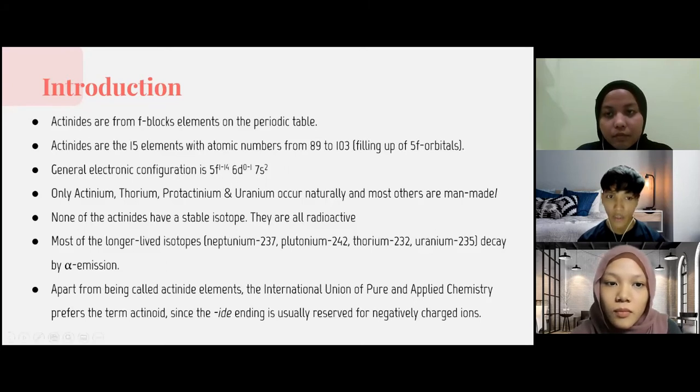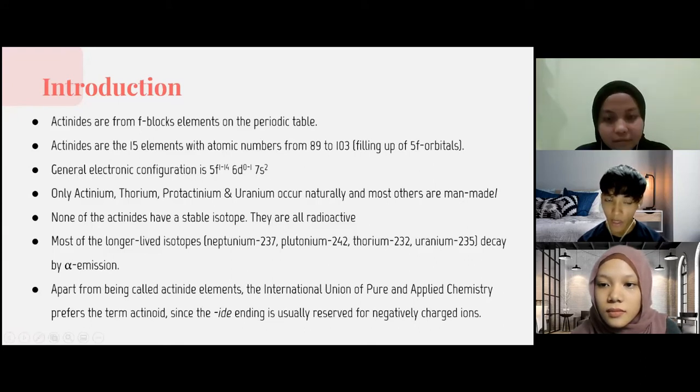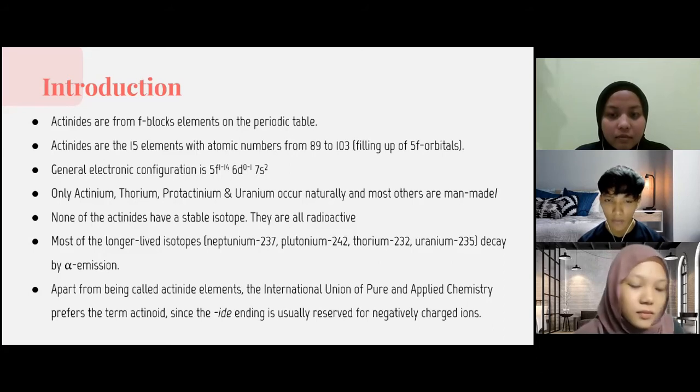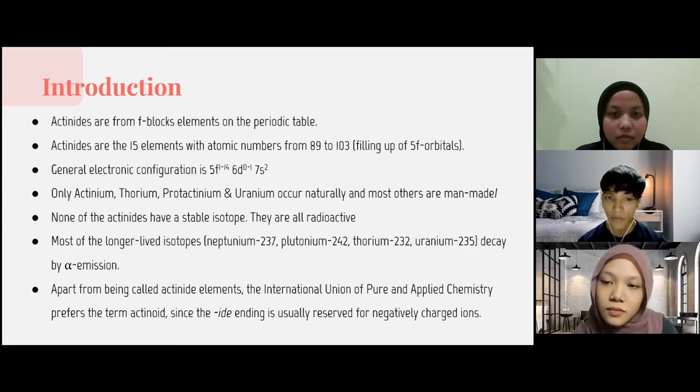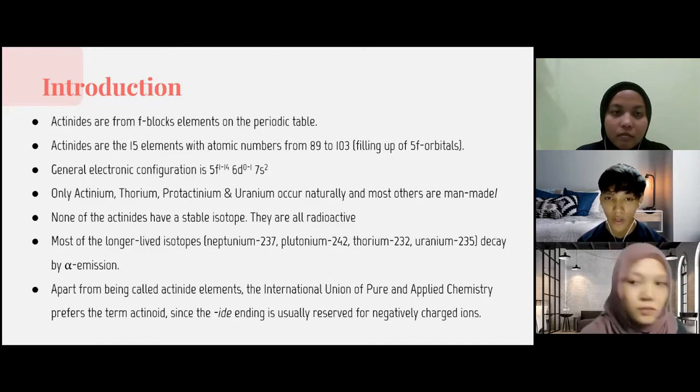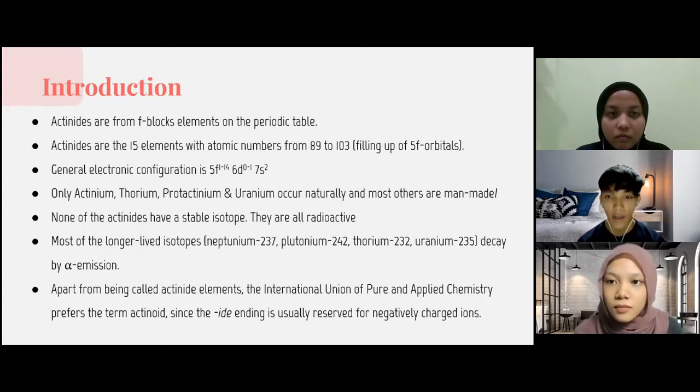Only actinium, thorium, protactinium, and uranium occur naturally, and most of the others are man-made. So of the 15 elements of actinoids, not all occur naturally, but most of them are man-made. None of the actinoids has a stable isotope because they are all radioactive. The longer-lived isotopes, for example neptunium-237, plutonium-242, thorium-232, and uranium-235, decay by alpha emission.